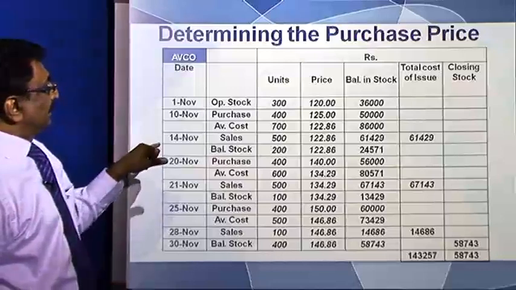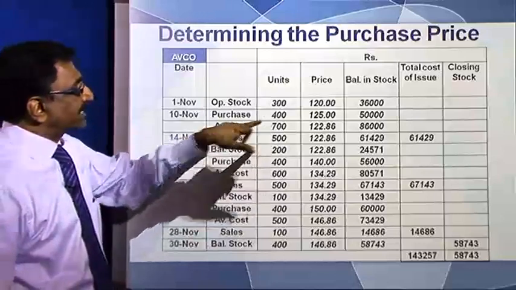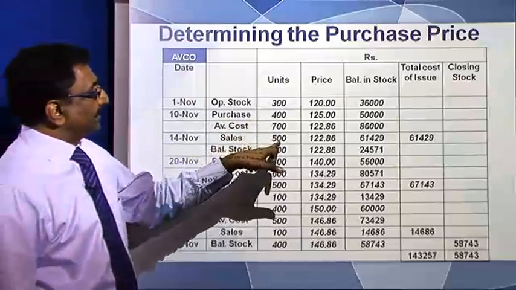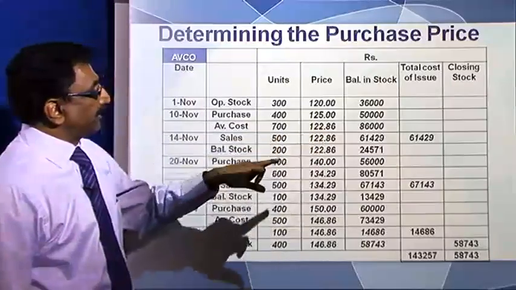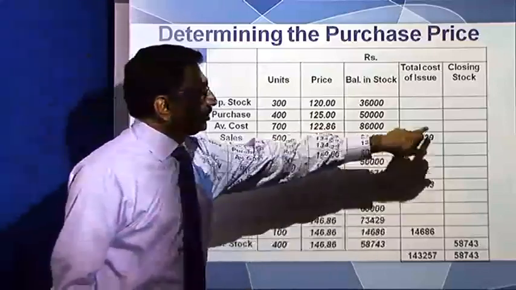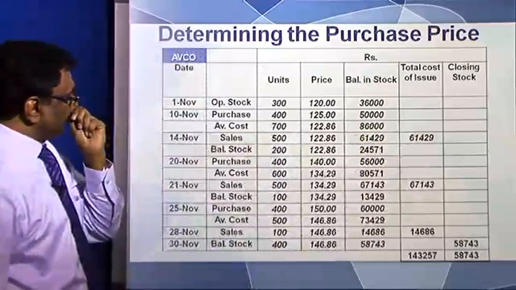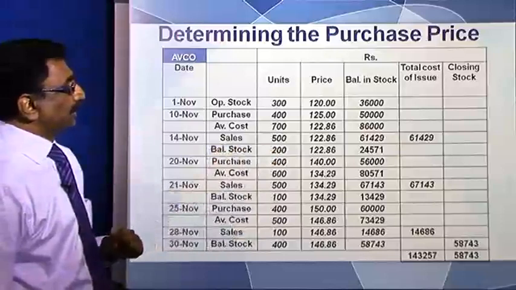122.86. On 14th November, a sale of 500 units out of this 700 has happened. So 500 into the average cost of 122.86 is 61,429. So this is the issue cost. So out of 700, if 500 goes, the balance stock now is 200.